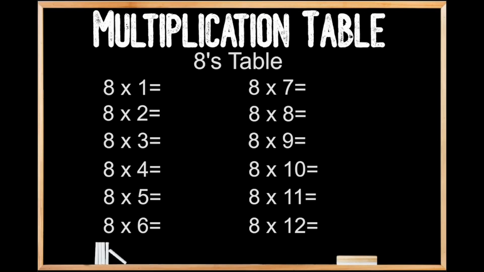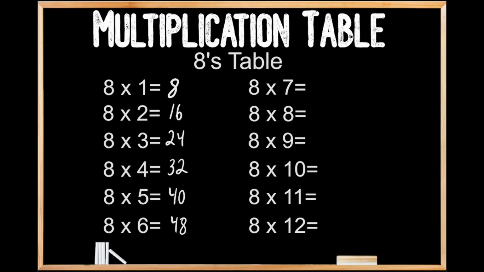Eights table. 8 times 1 is 8. 8 times 2 is 16. 8 times 3 is 24. 8 times 4 is 32. 8 times 5 is 40. 8 times 6 is 48.